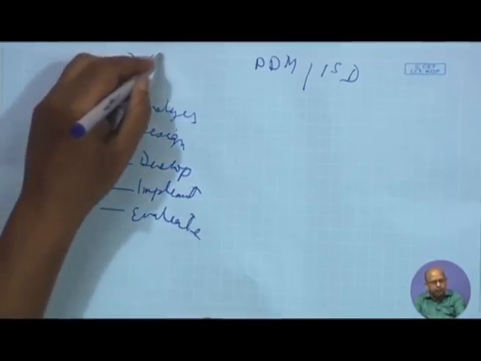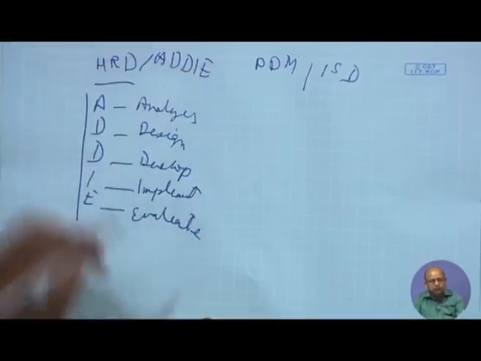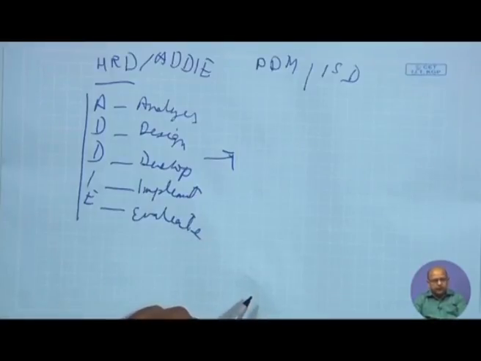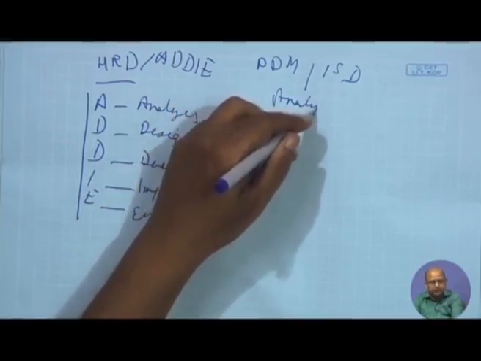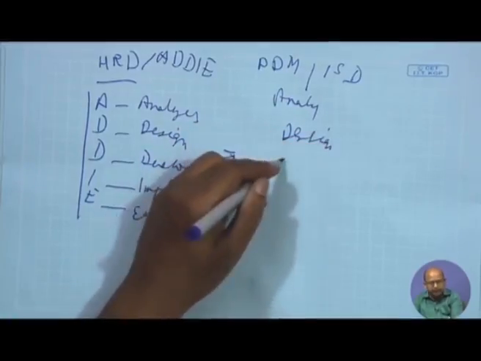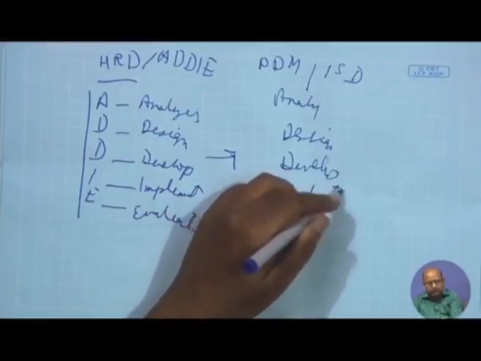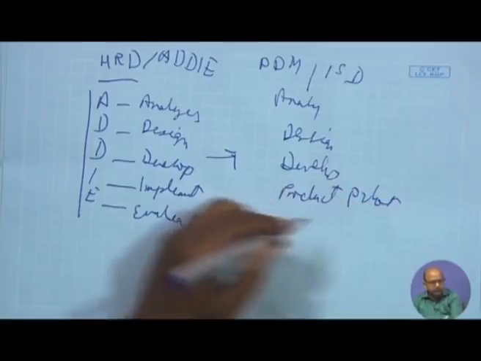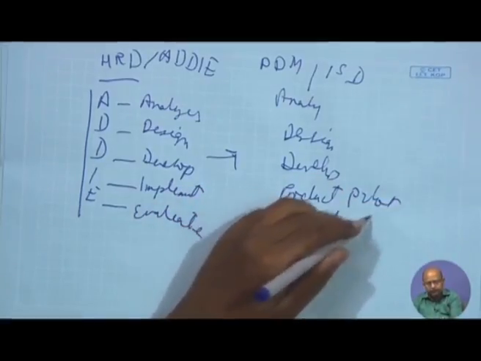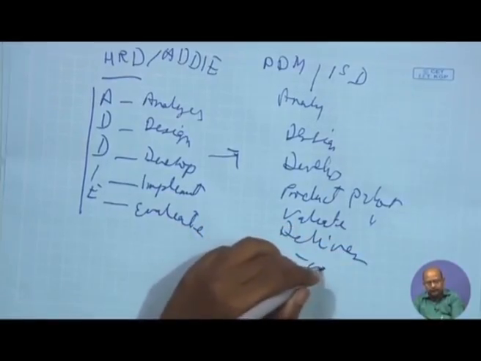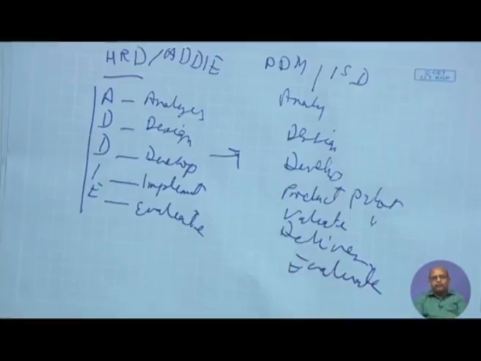So, the HRD or AD model is most widely accepted, and it has a parallel with the ISD model, where you analyze, design, develop, then you go for product pilot testing, where you see whether it is going to be successful or not, then evaluate the pilot, then deliver, and finally evaluate. Okay. So, what I am saying is that you can see there is a parallel between the HRD AD model or PDM and the ISD model.